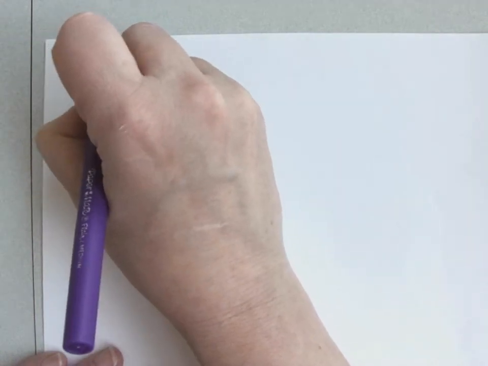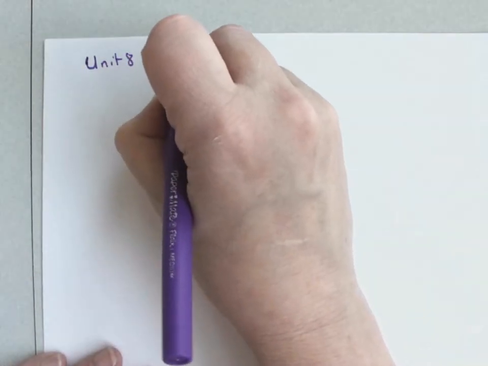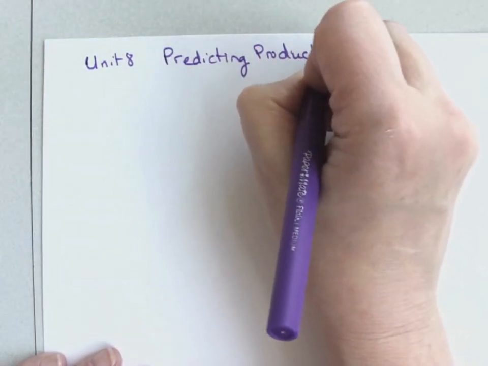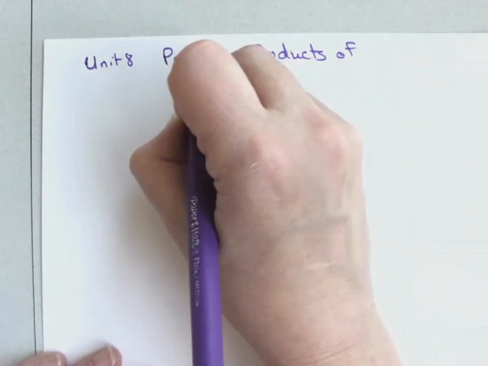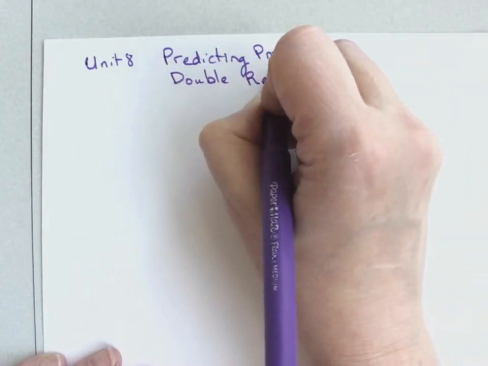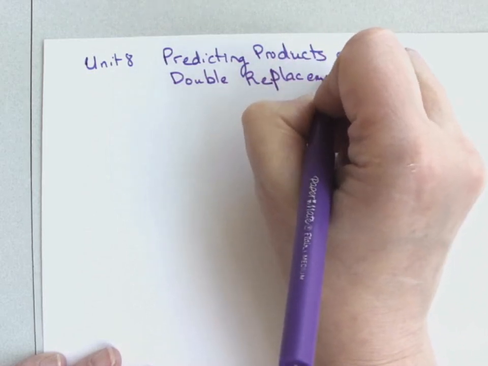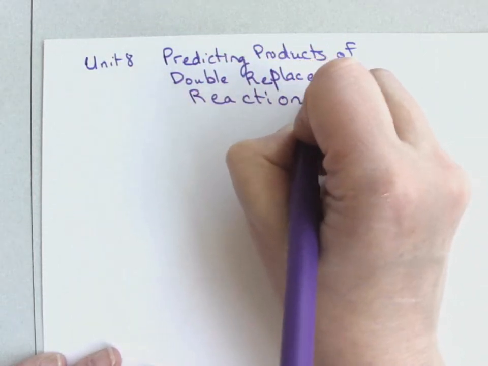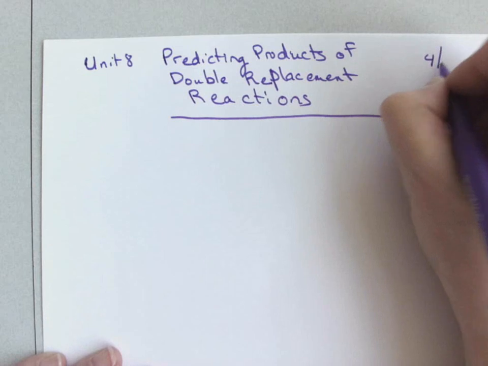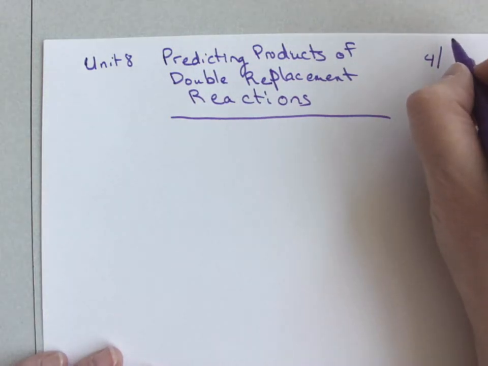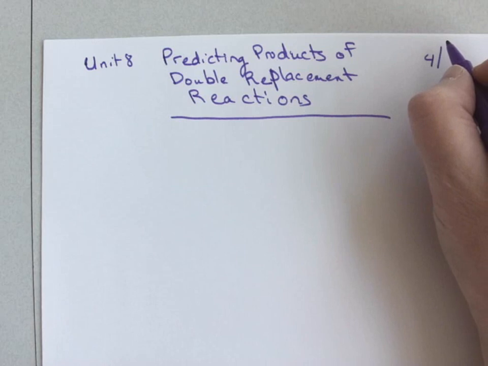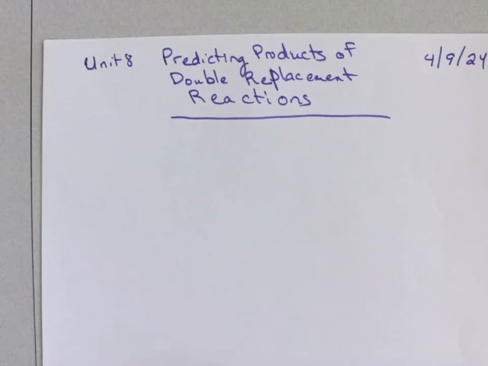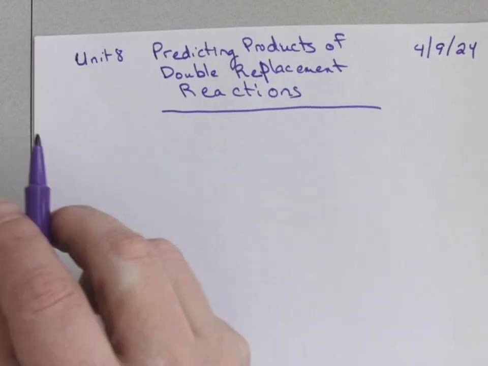We're in Unit 8, and we are predicting products of double replacement reactions. And today is the 9th. All right, so we're going to start with the pattern.